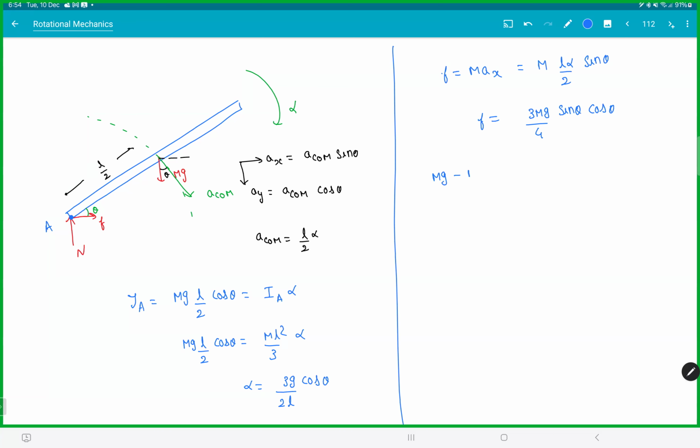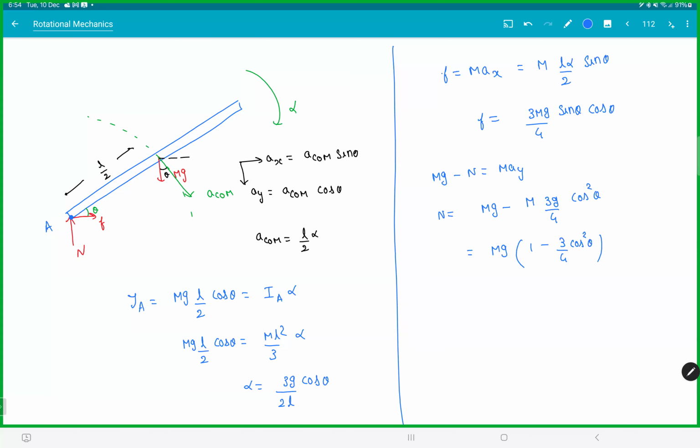Similarly, in the vertical direction, mg minus N is equal to m into AY, which is mg minus m AY. This is m, L alpha by 2 cos theta, and alpha is 3g by 2L cos theta, so 3g by 4 cos square theta. So N is mg times 1 minus 3 by 4 cos square theta.